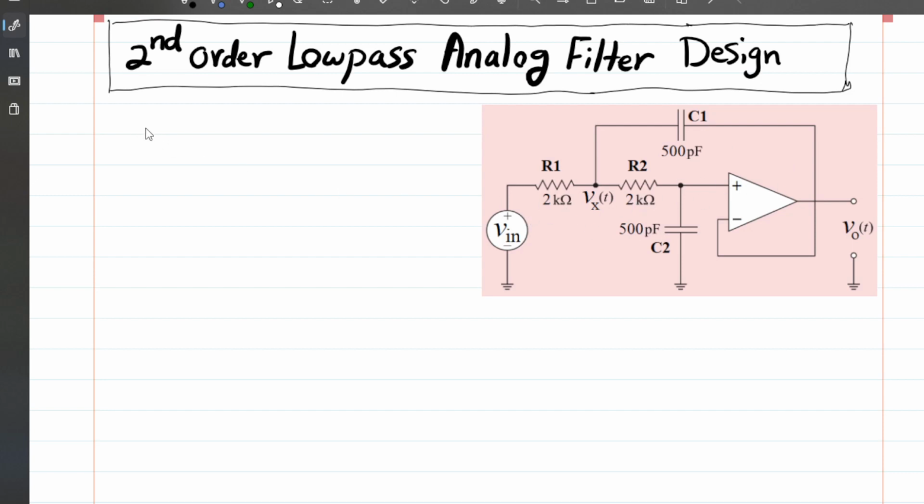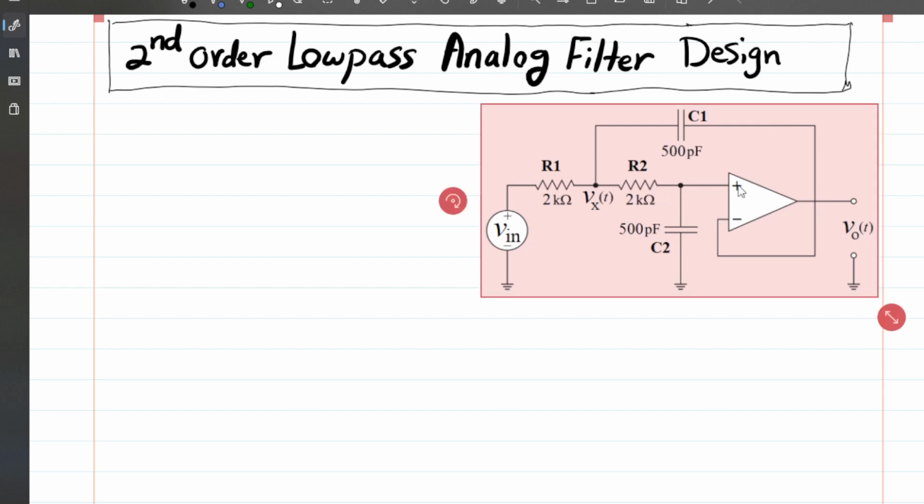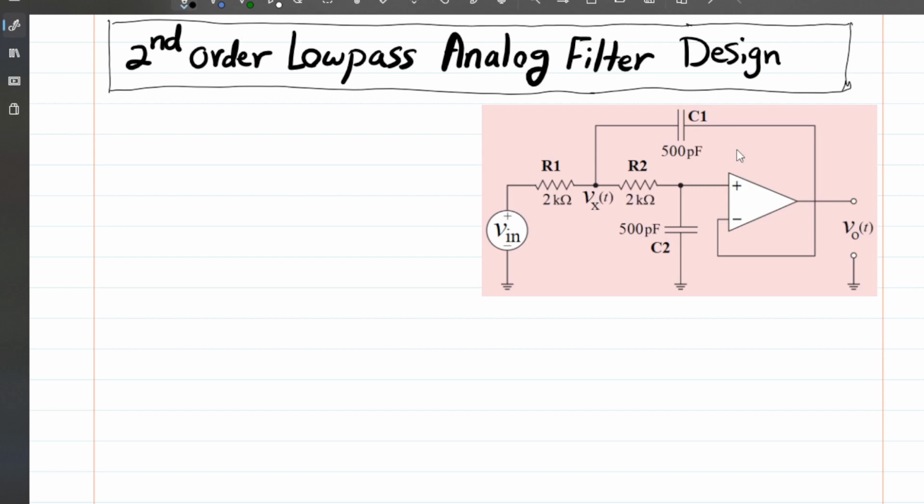Okay, so now let's find the frequency response of this system. As said, since this ideal op-amp is in complete buffer mode with negative feedback, the negative input terminal is directly connected to the output. Whatever voltage is at the output is also at the positive terminal. So we can write that this voltage here is effectively Vout.